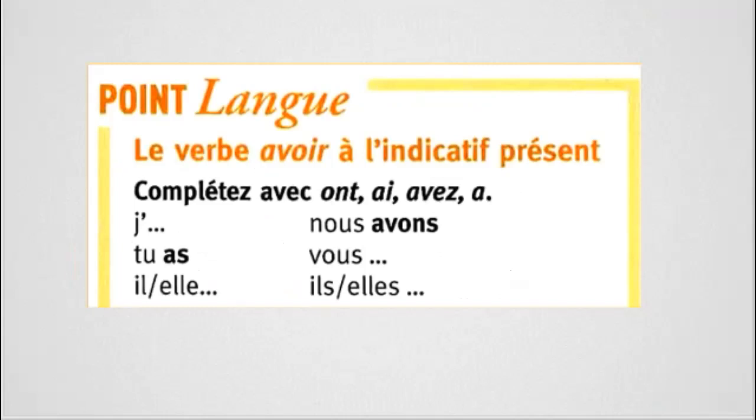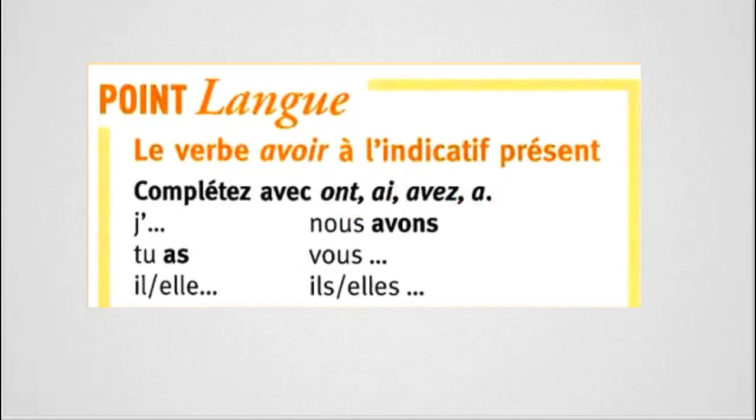Can you see that? Yes. The new slide? Okay. So the answer will be the first one. J'ai. Tu as, et il, elle, a. Very good. Nous avons, et vous? Vous avez. Very good. And the last one. Ils ont. Elles ont. Okay.